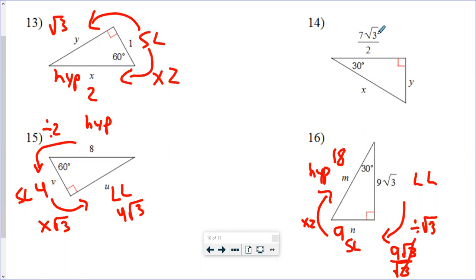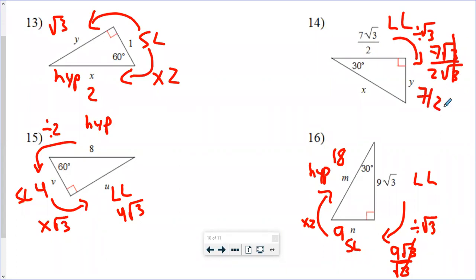On this one, guys, we start with the long leg. 14 looks scary because it's a fraction. But if we just do the same steps as on 16, I forget who did 16, they did it right. I think it was Penelope. If we go backwards here, we're going to divide by the square root of 3. What's going to happen is we'll have 7 square roots of 3 over 2. But then when we divide it by the square root of 3, that crosses out. So it just becomes 7 over 2. Then to get to the hypotenuse, we just double it, which turns into 14 over 2, or in other words, 7.